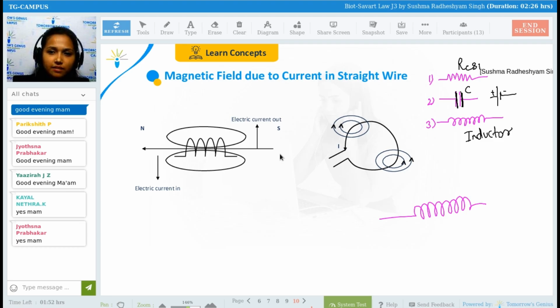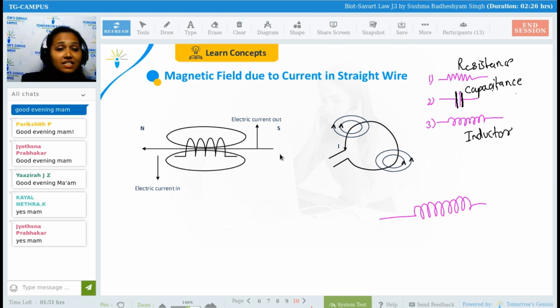So we have a resistance, capacitance, and the third one is your inductance. So what is the inductance? Yes, exactly, Josna, inductance, dear. Sorry for the disturbance. What is the inductance? Inductance is simply the part where a coiling is provided. In that coiling, the current flows and creates a magnetic field.